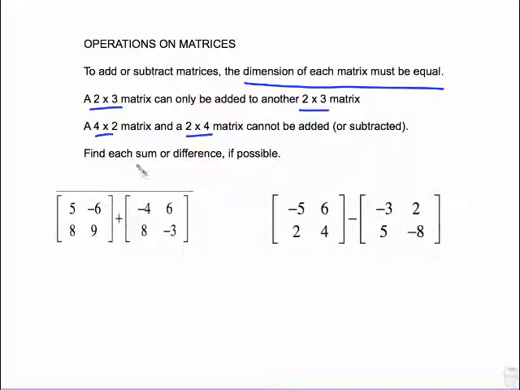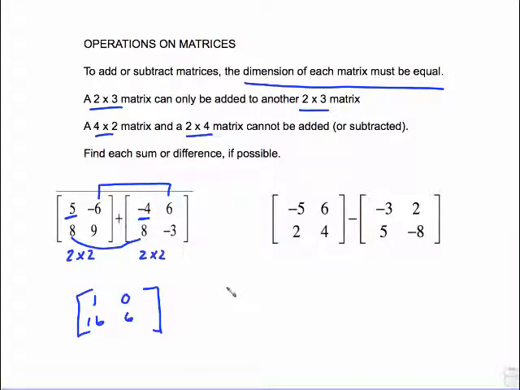So you're asked to find each sum or difference if possible. This is a 2 by 2. This is a 2 by 2. So adding these is certainly possible, and we will do them position by position. So 5 plus -4 is 1. -6 plus 6 is 0. 8 plus 8 is 16. And 9 minus 3 is 6, and that's all there is to it. So adding matrices, very, very simple.